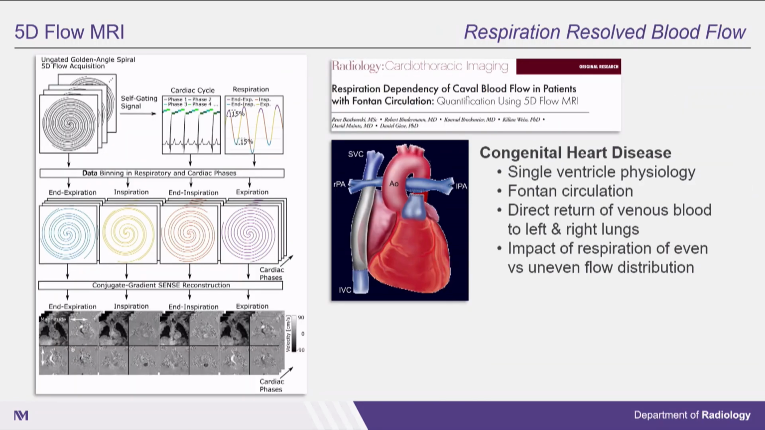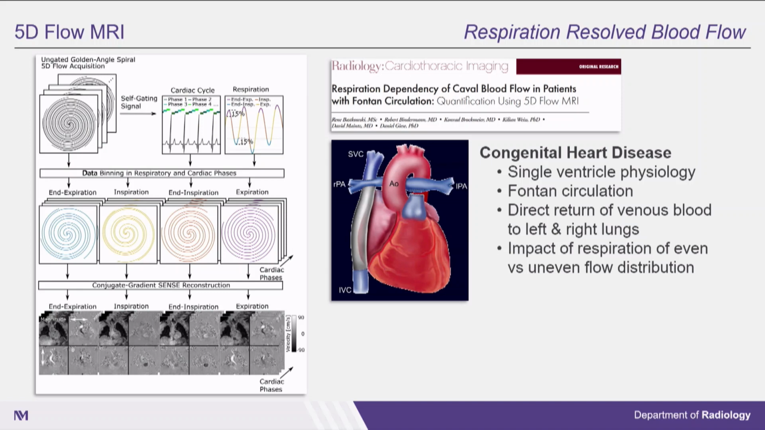Just an example from another group here around Daniel Giese, and they looked at, that's where this really becomes interesting, patients with congenital heart disease, particularly Fontan patients after repair for single ventricle physiology. And in these patients, the blood returning from the lower and the upper body, as you can see here, is routed directly to their left and right lungs. So this low pressure system that is now missing the right ventricle is very sensitive to pressure changes during respiration.